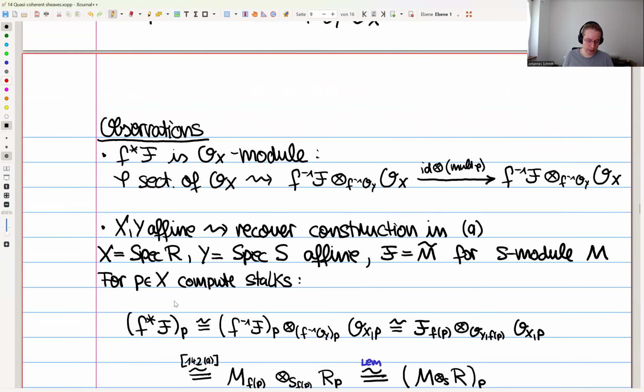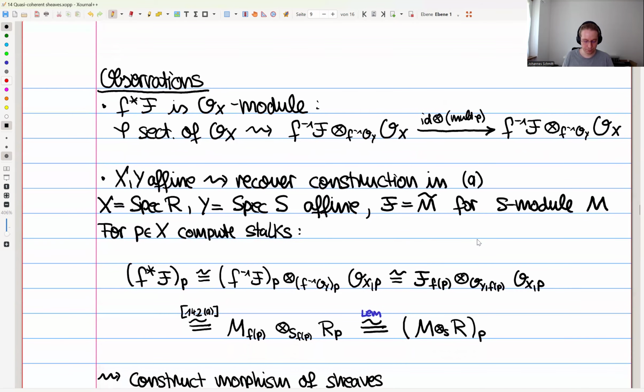And then the important compatibility is that if X and Y are affine, then you actually recover this construction in part A. And we verify this by looking exactly at what the stalks do. So if X is Spec R, Y is Spec S, these are both affine, and F on Spec S comes from this S-module M. This is the situation of part A. Then we just try to see what this construction does. What does this pullback of F do?